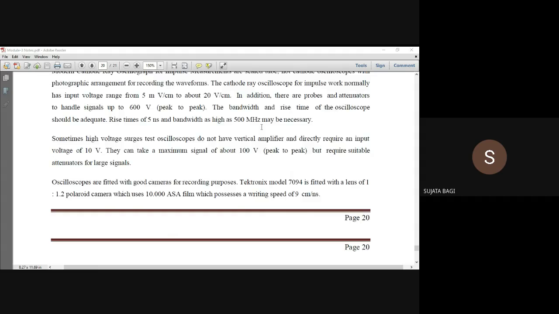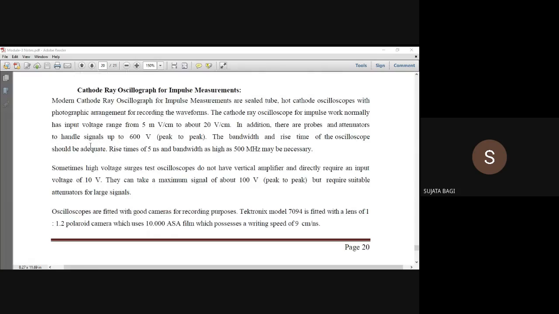A cathode ray oscilloscope for impulse work normally has an input range of 5 millivolt per centimeter to about 20 volt per centimeter. There are probes along with attenuators to handle signals up to 600 kilovolt peak to peak. Also there is the bandwidth: the rise time of the oscilloscope is 5 nanoseconds, and the bandwidth is 500 megahertz.